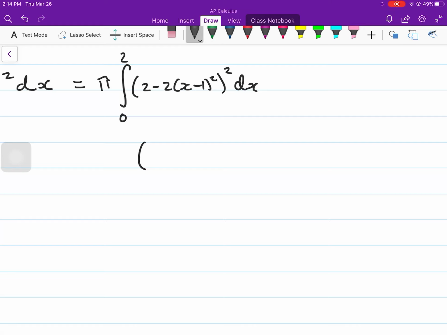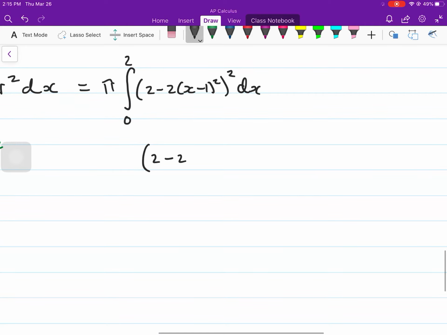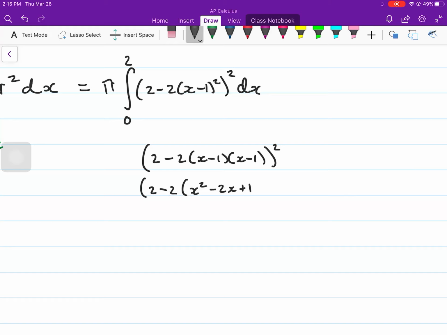I'm trying to think if you could use a u substitution on this. Yeah, I think the easiest way is just going to be to expand this out. And then we'll have 2 minus 2 times x squared minus 2x plus 1. And that's going to be 2 minus 2x squared plus 4x minus 2, which is going to be negative 2x squared plus 4x.